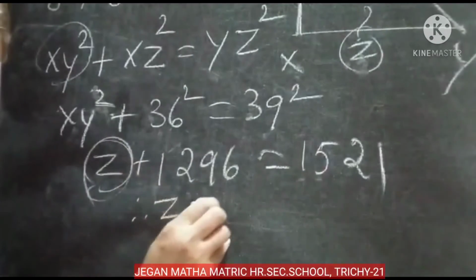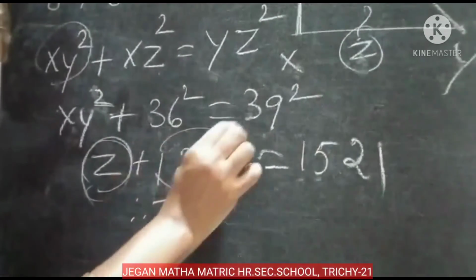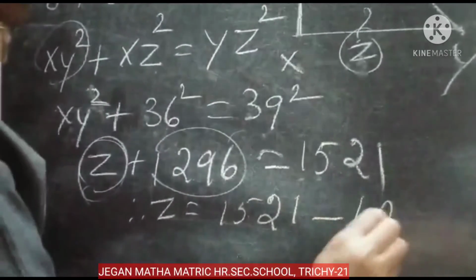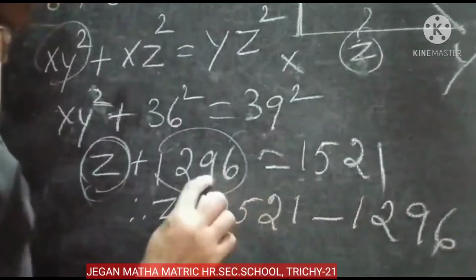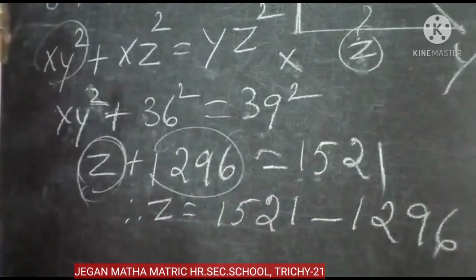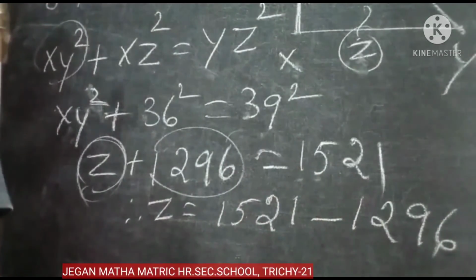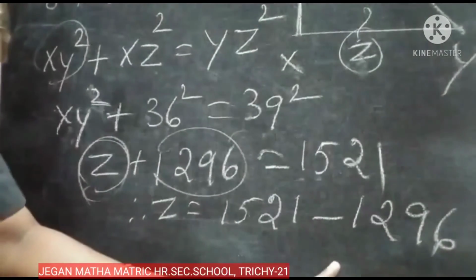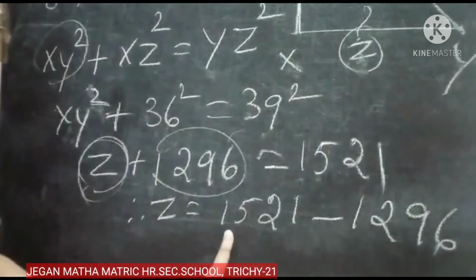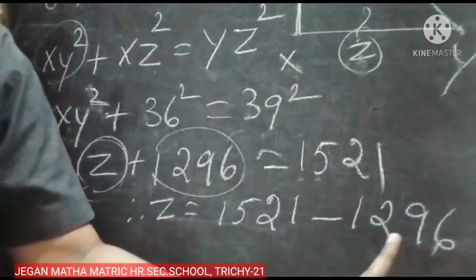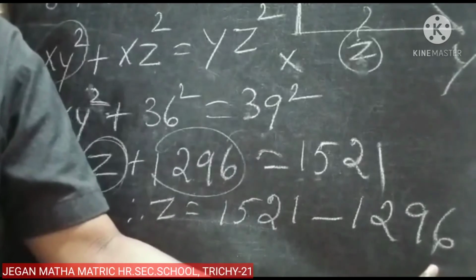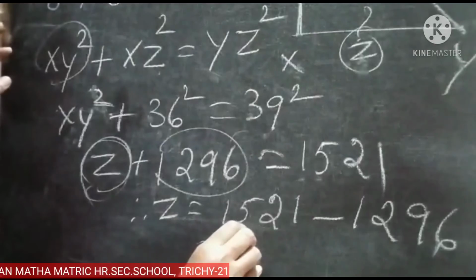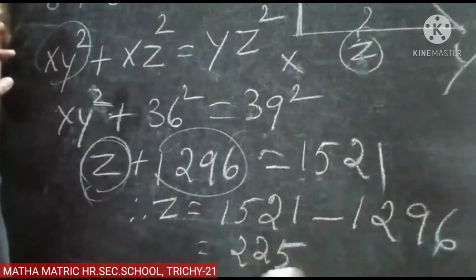Therefore z equal to, this 1296 goes to this side, so 1521 minus 1296. You have to subtract these two numbers, 1521 minus 1296, and you will get 225. Your answer is 225. The value is 225.